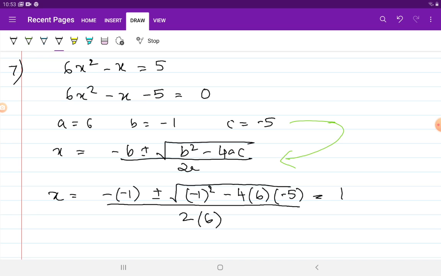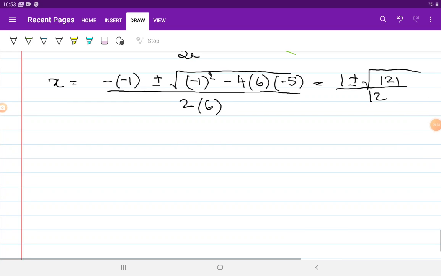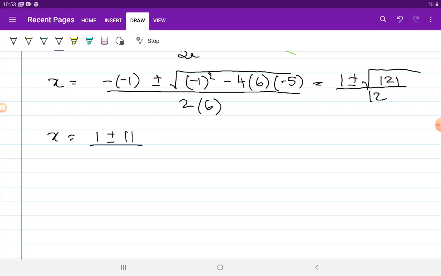So that's positive 1 plus or minus root under, divided by 12. So your value of x is 1 plus or minus 11 by 12. So the first possible value. Some books actually denote the first factor as x1 and the second as x2. You can also do that, I don't mind.